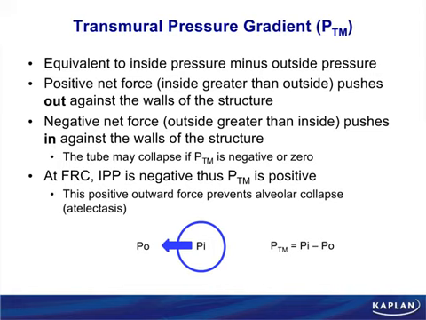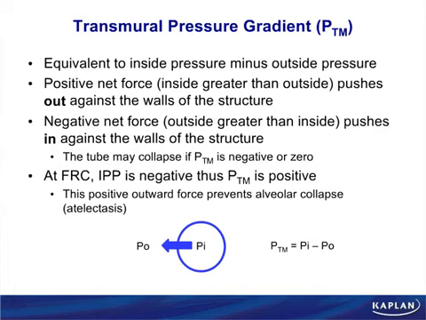So think of our balloon. Again, the balloon wants to be collapsed. There's that inward force at all times. But because I have a positive transmural pressure gradient, it can't collapse. There's a force pushing out on it. Therefore, it can't collapse.